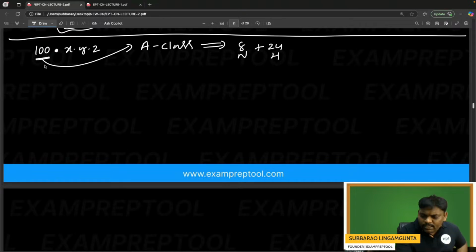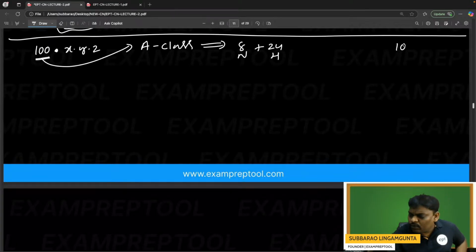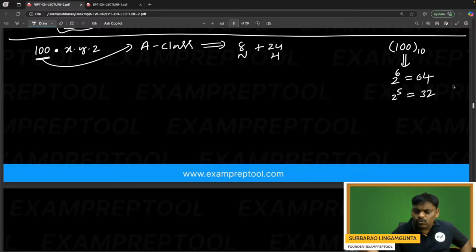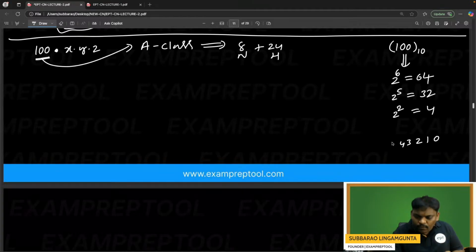Now let me convert this 100, as of now a decimal number, into binary. You know very well how to convert a decimal number into binary. Closest to powers of 2: 2 power 8 is 256, 2 power 7 is 128, 2 power 6 is 64. You write without crossing. So 2 power 6 is 64, remaining 36. 36, closest is 2 power 5, 32. Then only 4 is required, which is 2 power 2, 4.